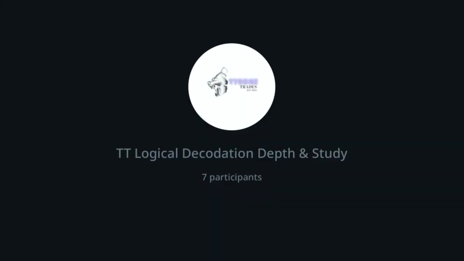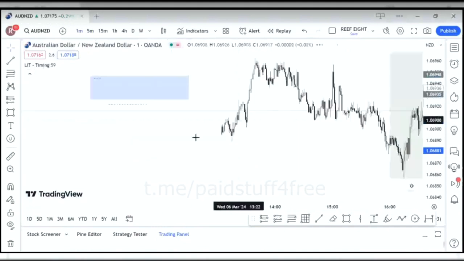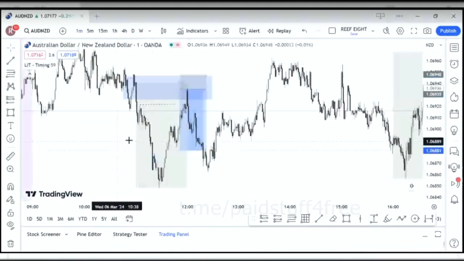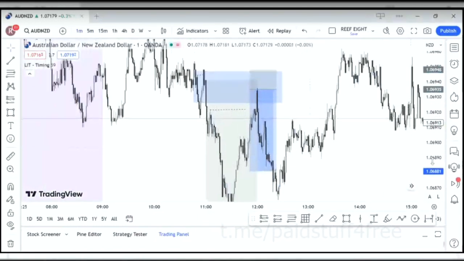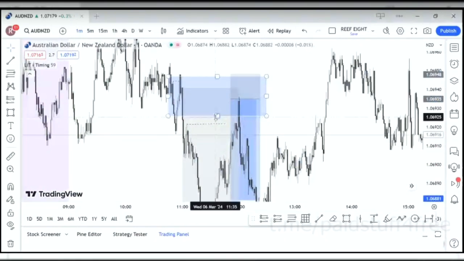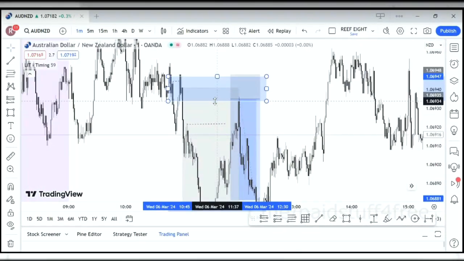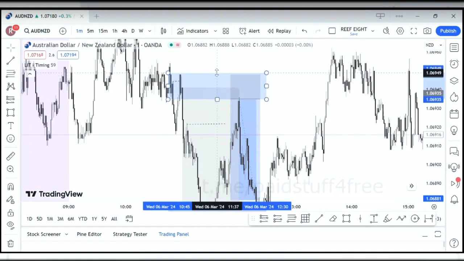So you go back to the lower time frame to refine, and then here on refining we had this unmitigated order block here. It was the point of interest.